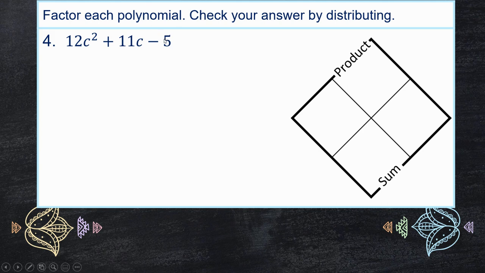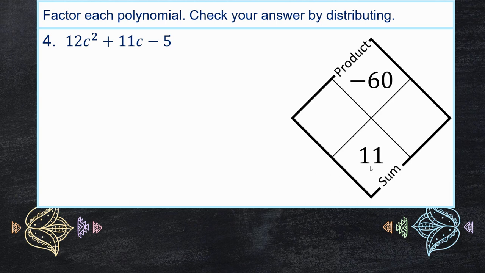Multiply 12 times negative 5. That gives you negative 60. Put that at the top of the diamond. At the bottom, we put our x coefficient, 11. And then we think about what multiplies to negative 60 and adds to 11.